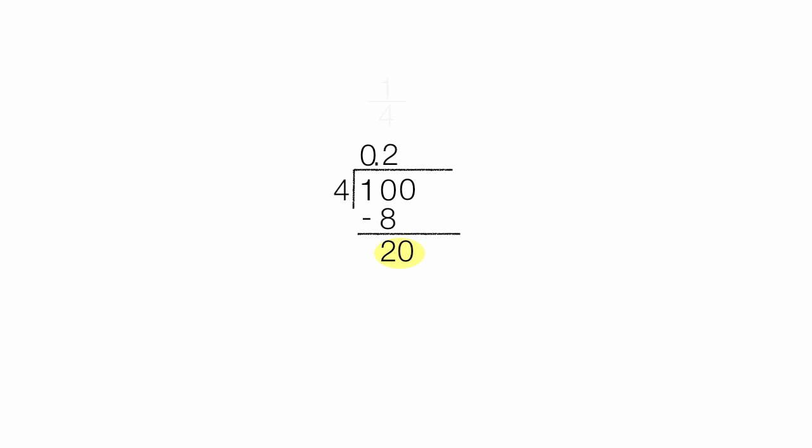So in this case, I have 20. And the next question is, how many times does 4 go into 20? So 4 times 5 is equal to 20. So I take that 5 and I move it up there, so I have 0.25. I move the 20 over there. And 20 minus 20 is 0.